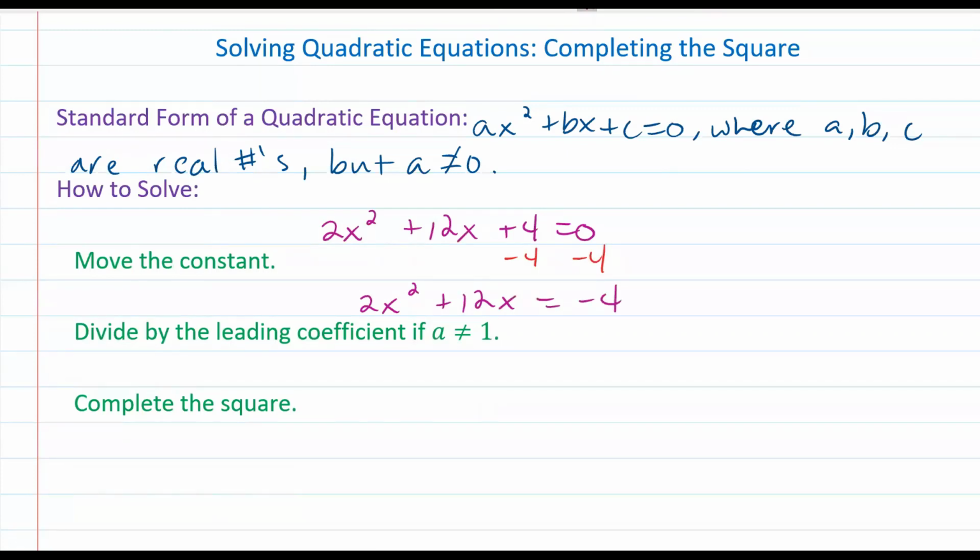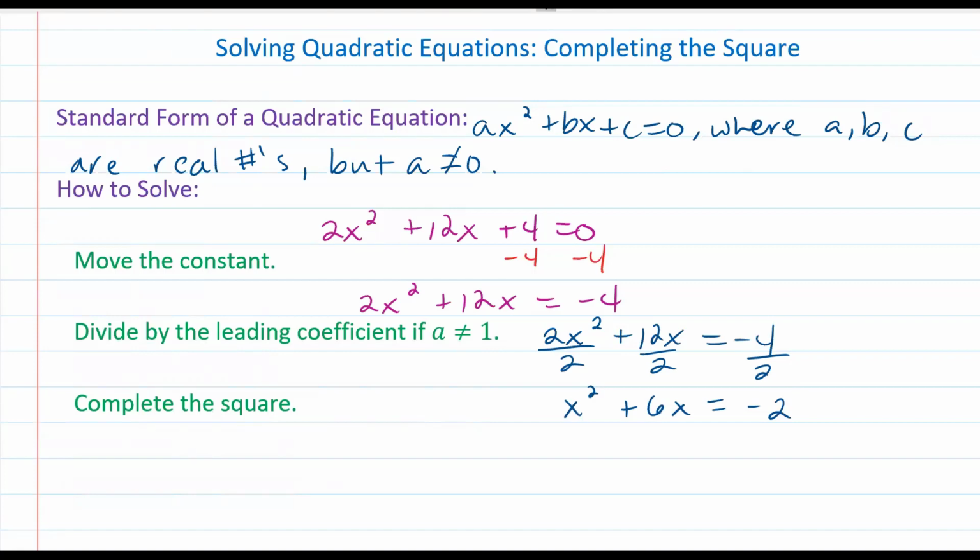Next, we want to divide all terms by the leading coefficient if it's not equal to 1. In this situation, what we have is a leading coefficient of 2, so 2x squared plus 12x is equal to -4, and we want to divide all terms by 2 to get x squared plus 6x is equal to -2. Then finally, we want to complete the squares.